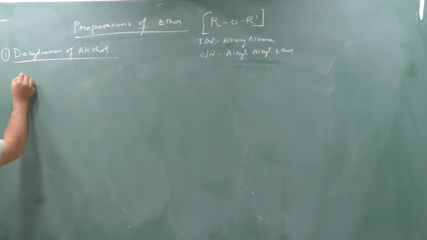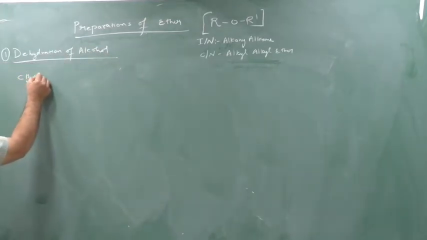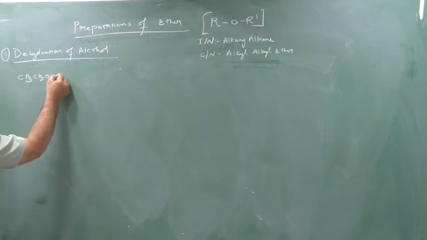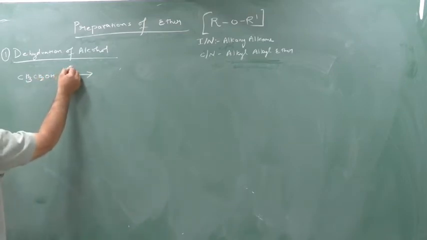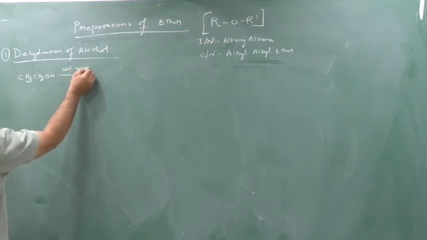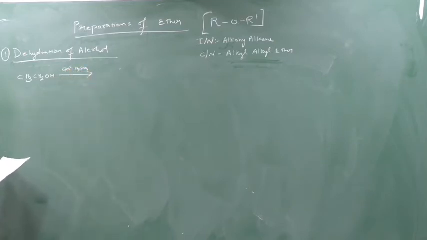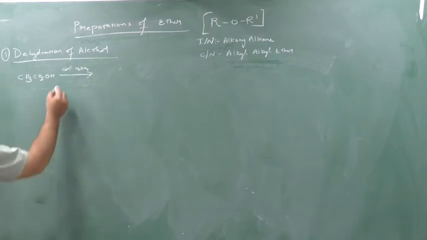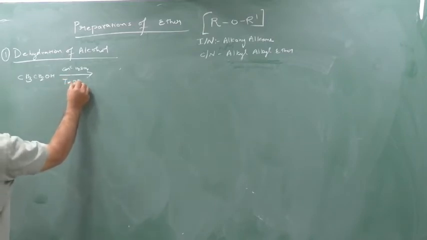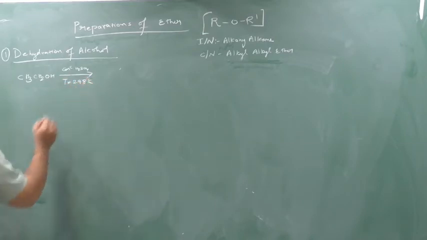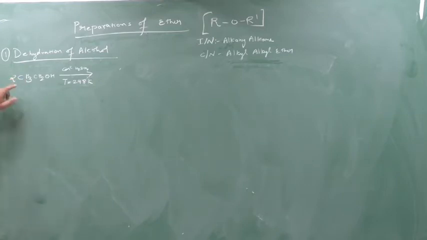See, suppose I take CH3CH2OH, this is one alcohol, and for dehydration I am using concentrated sulfuric acid. Okay. And if I maintain the temperature, first I will maintain the temperature at 298 Kelvin. See, check it out here. I will maintain temperature at 298 Kelvin. Everywhere two molecules are involved. Okay.